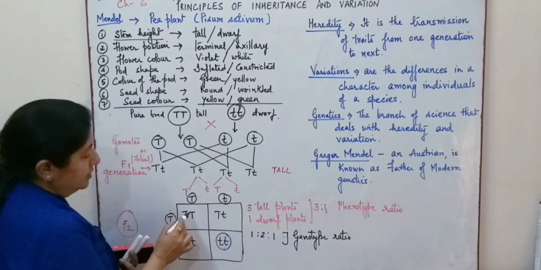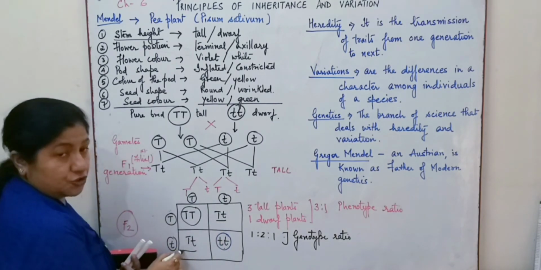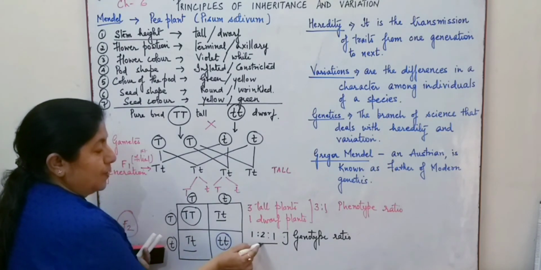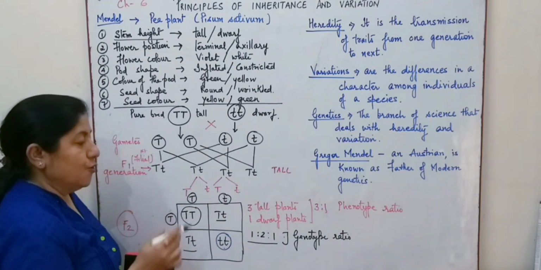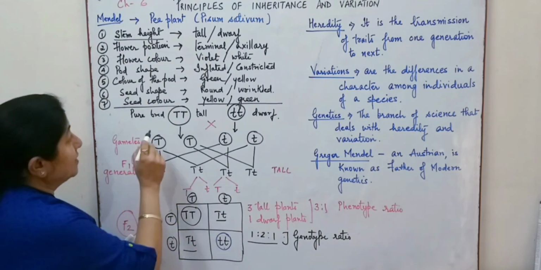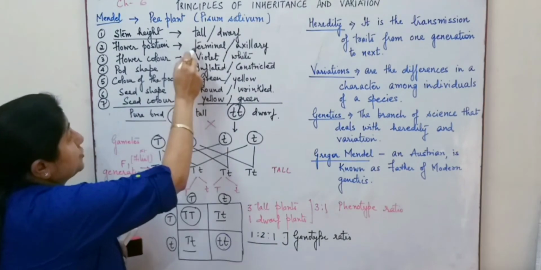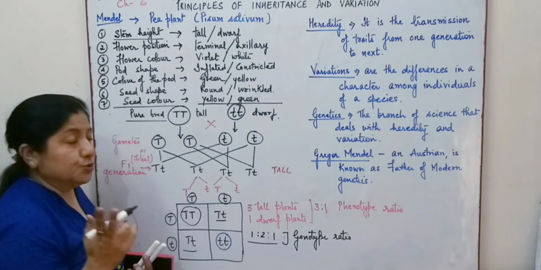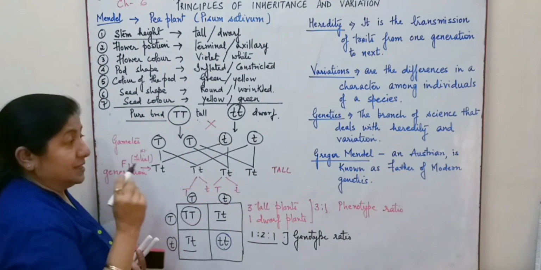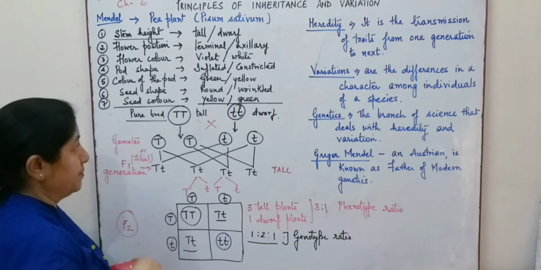As you can see over here, this is a pure tall, this is heterozygous tall, and this is homozygous dwarf. So 1:2:1 is the genotype ratio for this particular cross. It is always fixed, and here, since we are studying only one trait, not combining two traits, that is tallness and dwarfness, such a type of cross is known as monohybrid cross.